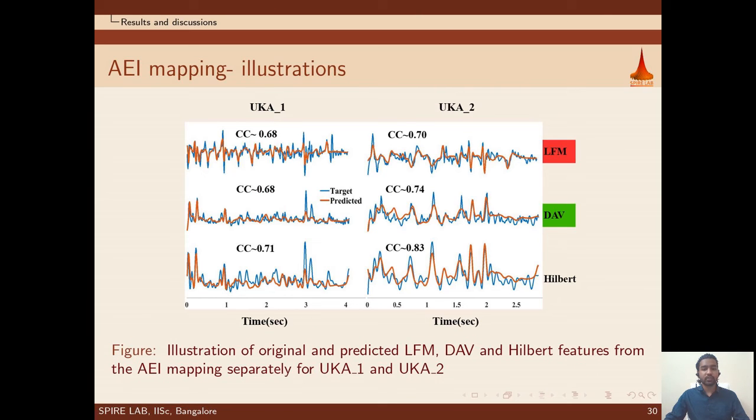These are the illustrations for the Aei mapping. The plot with the red label shows a TD feature and the one with the green label shows an NST feature. The unlabeled plot is for the Hilbert based feature. It can be seen that for the same utterance, the Hilbert feature is being mapped with higher correlation value than the other two features.